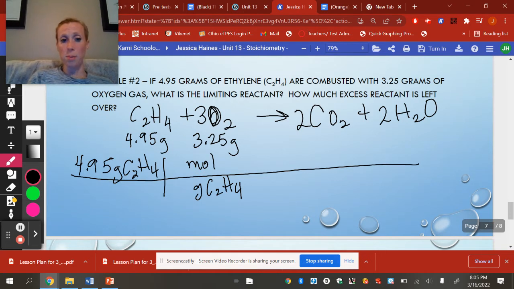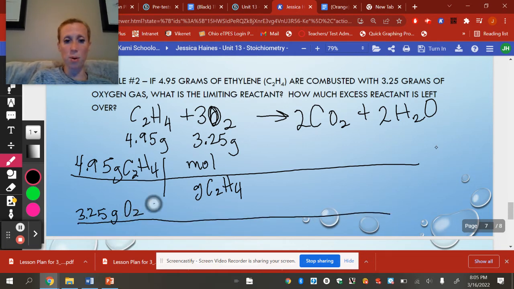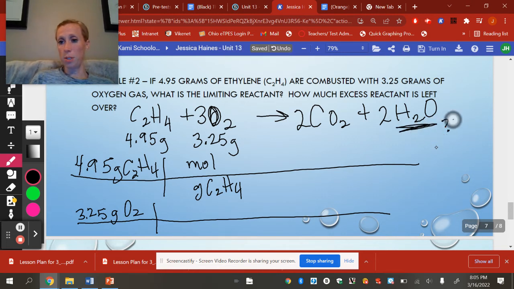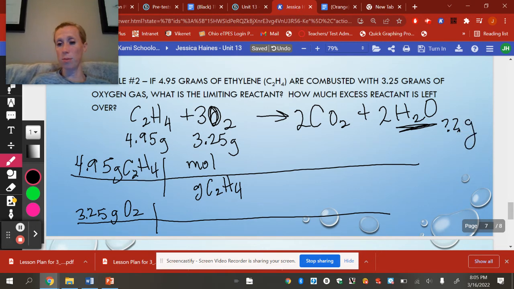Again, set this up just like we would do. Basically, I'm starting two bridges with the two numbers that are given to us, 3.25 grams of oxygen and the ethylene amount. And I'm building them to the same product so that I can compare. So I'm choosing the product water, and I'm going to build it to grams of water. How many grams of water do each of these produce?